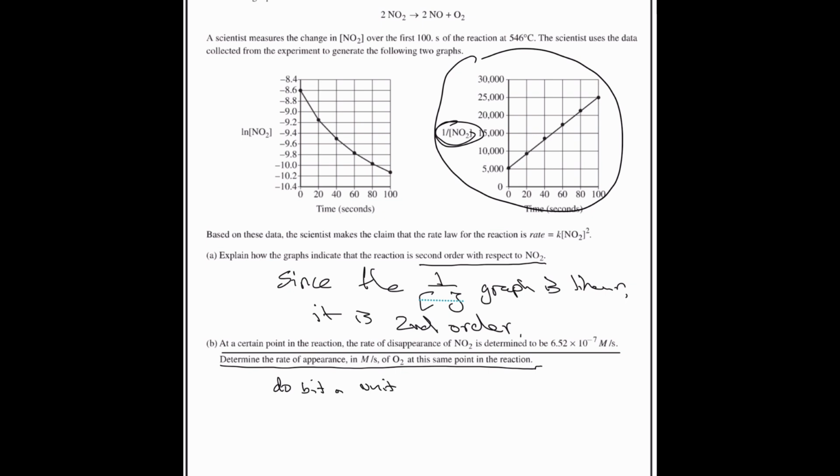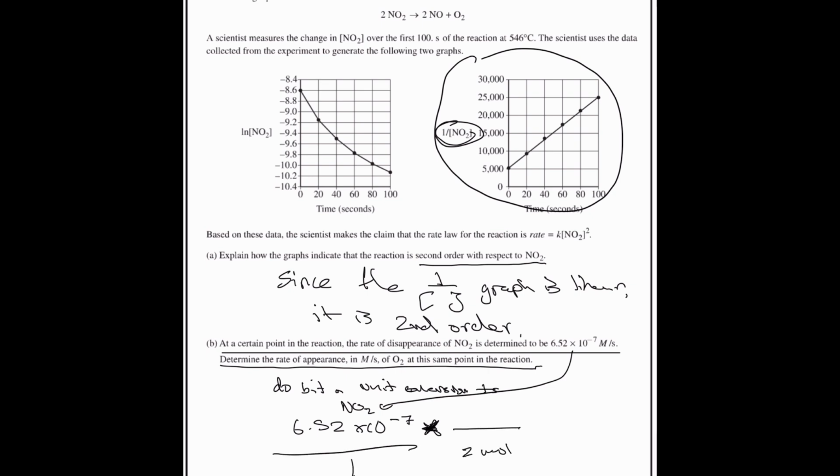I'm still writing, but what you're going to see in a second is I'm going to plug in 6.52 times 10 to the negative 7 times 1/2, because you get half for oxygen, so it's exactly half of this. Just give it a second because I take forever to write. 2 moles NO2, 1 mole of O2, equals 3.26 times 10 to the negative 7 moles per second. Oh yeah, because of the rate.